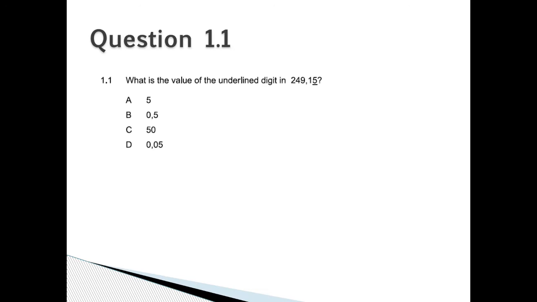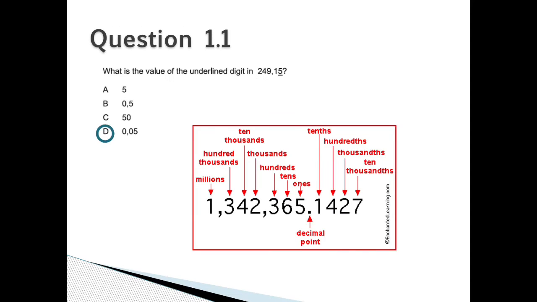Question 1.1. What is the value of the underlined digit in 249.15, with the 5 underlined? Is it A 5, B 0.5, C 50 or D 0.05? It is important to understand place values.